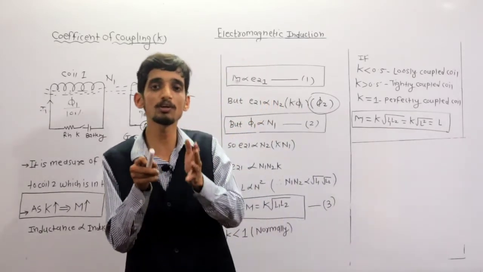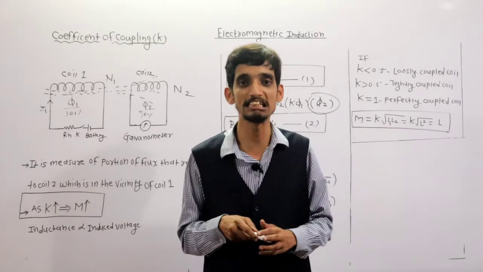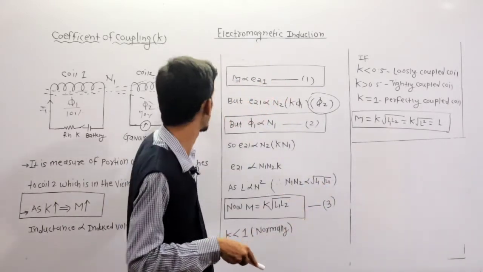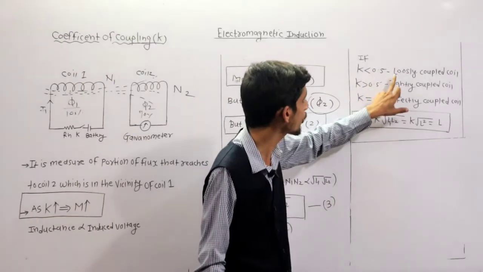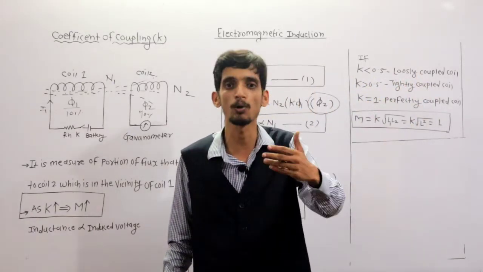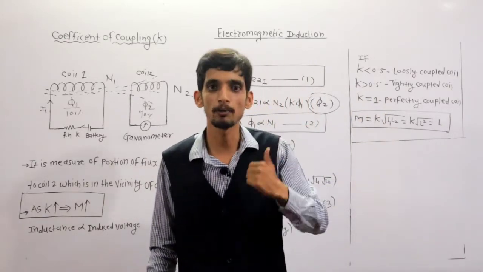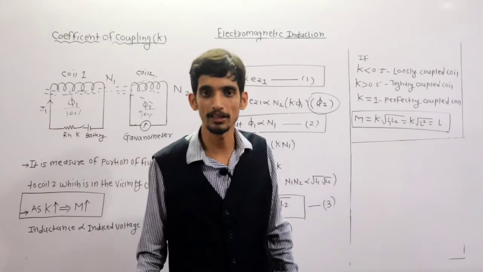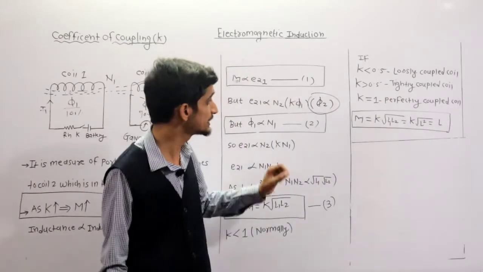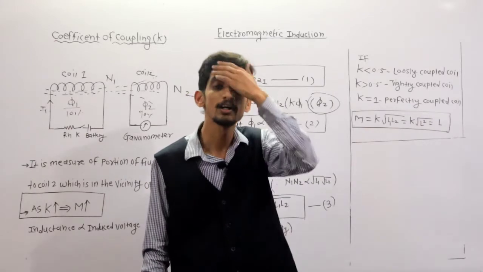Clear? So a coefficient of coupling that is more means more flux is linked with the second coil, and that's why you have to remember this table. If K is less than 0.5, then it is a loosely coupled coil. If K is greater than 0.5, then it is a tightly coupled coil, and if K equals 1, then it is a perfectly coupled coil. Clear? So this is what you have to remember with regard to the coefficient of coupling.